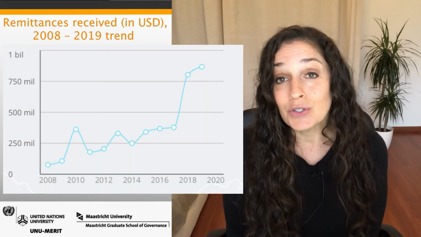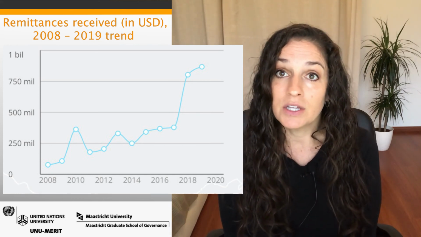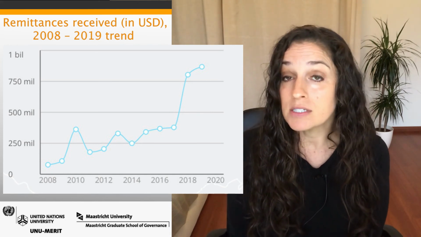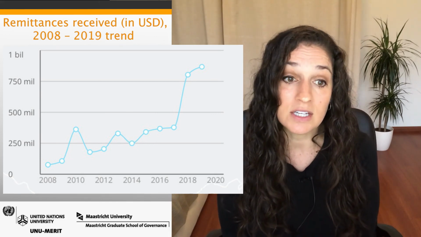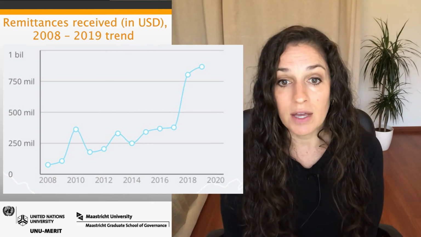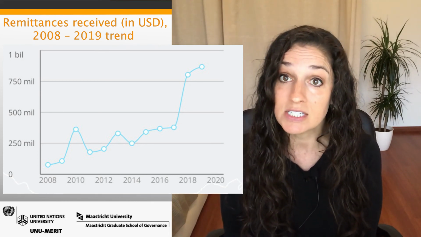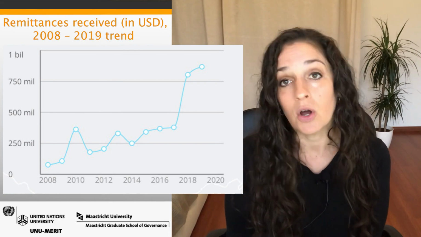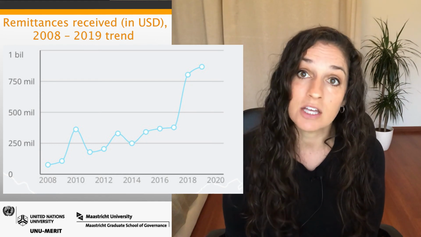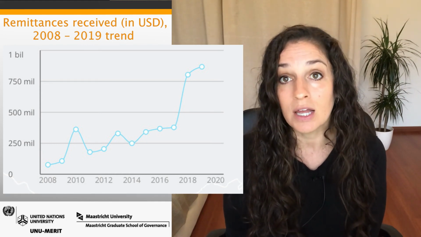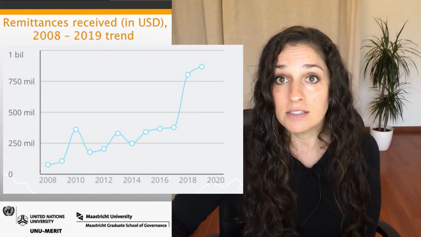If we turn to a more positive note, remittances, or the money that migrants send back to their families and friends in their countries of origin, so in this case Afghanistan, we can see that remittances to Afghanistan have been increasing over time, especially since 2017, but already since 2008 and earlier. Remittances have been a very important lifeline and source of finance in Afghanistan for decades.